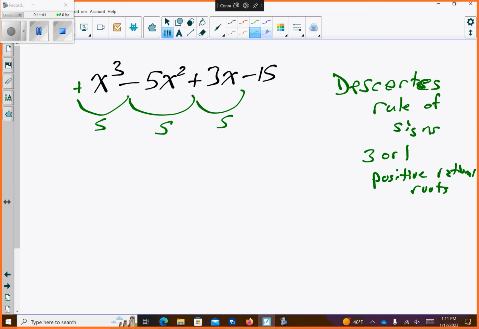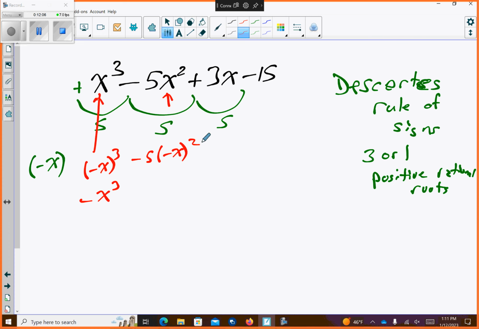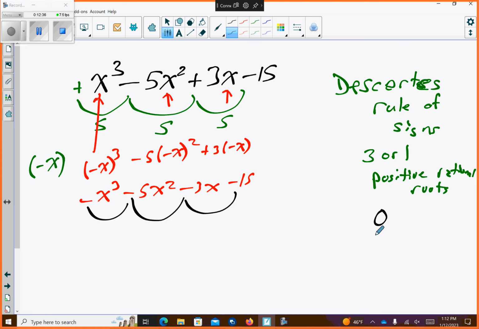Okay? Then the next thing that you would do is you would substitute in negative x for wherever you had an x. So if I plug a negative x in there, I would get negative x to the 3rd power, which is negative x times negative x times negative x, which is negative x to the 3rd. I'd plug negative x in there, and that's going to give me negative 5 times negative x quantity squared. A negative squared is what? Positive. So that becomes negative 5x squared. And then if I take a negative x and plug it in there, I'm going to get 3 times negative x, which is going to give me a negative 3x. And then my last one is this. So when we look at this, we can say, okay, I don't have any sign changes. So this means I have 0 negative rational roots.